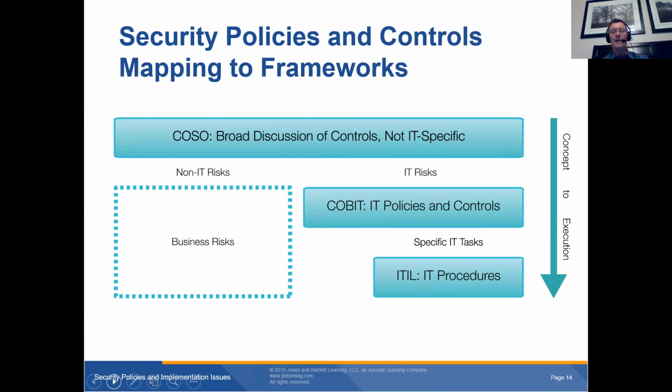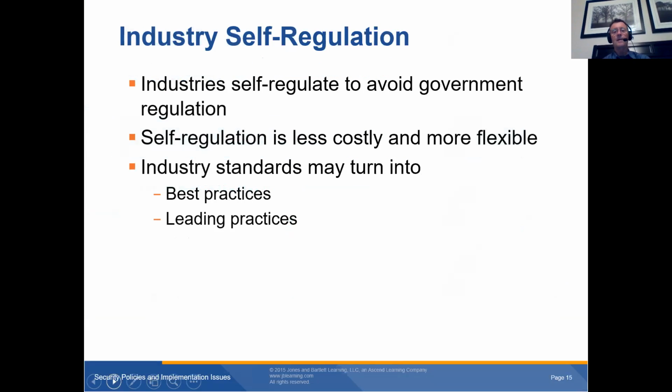So when it says map our security policies and controls mapping and frameworks, we can use things like COSO. We can use things like COBIT for public company controls. We can use ITIL for managed services and other things we're trying to implement at the IT level.